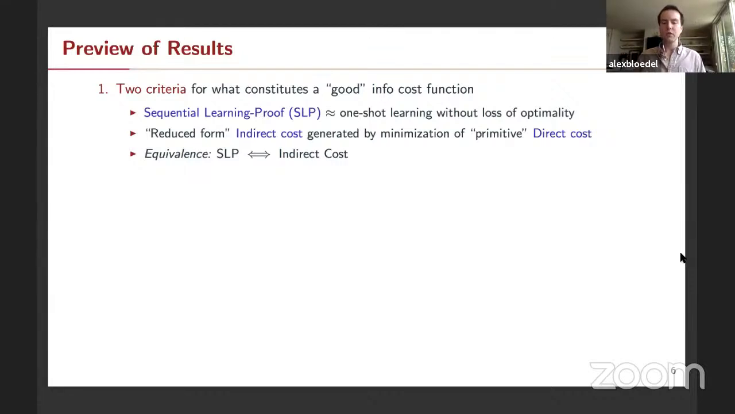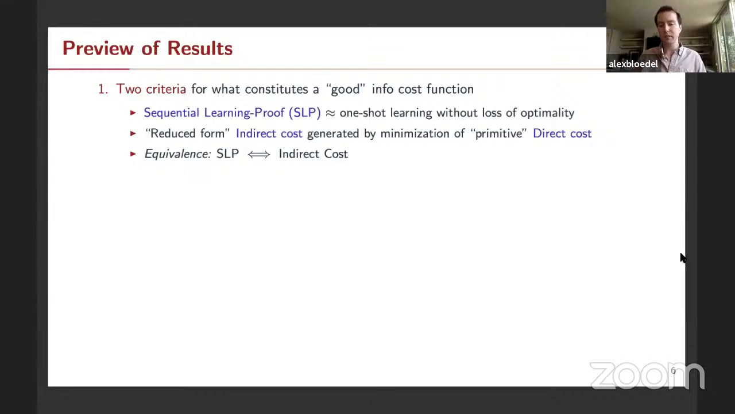Second, we envision the decision maker as starting with some primitive cost function over one-shot experiments, which we call her direct cost. She can then design any sequential strategy with the flow cost at each step of the strategy given by the direct cost function. Minimization over sequential strategies then generates a reduced form value function, which we call her indirect cost. And the first theorem of the paper says, in essence, that these two notions are equivalent. A cost function is SLP if and only if it's the indirect cost generated by some underlying direct cost.